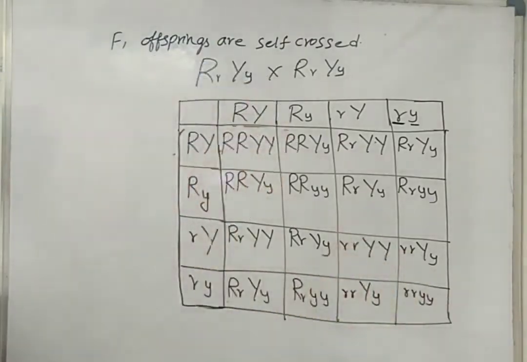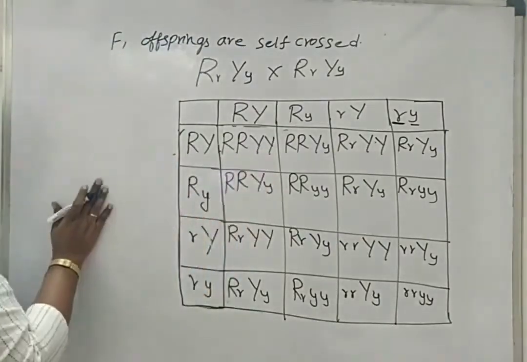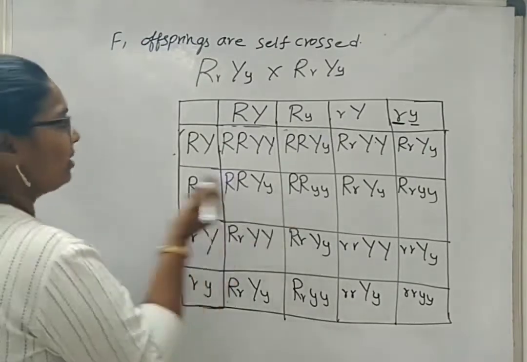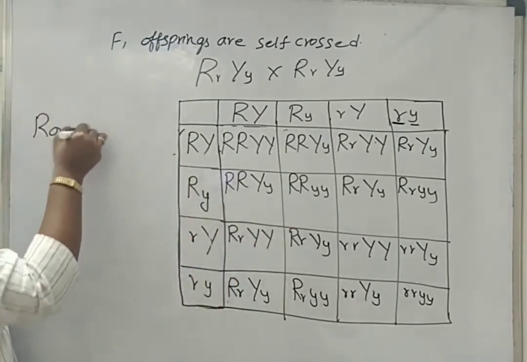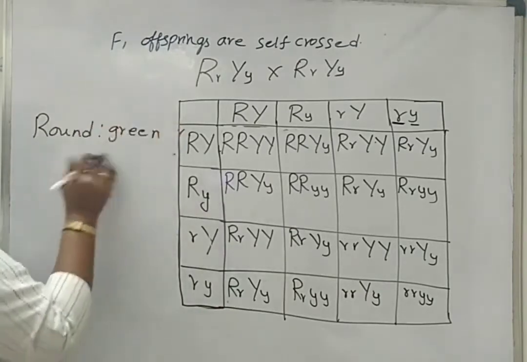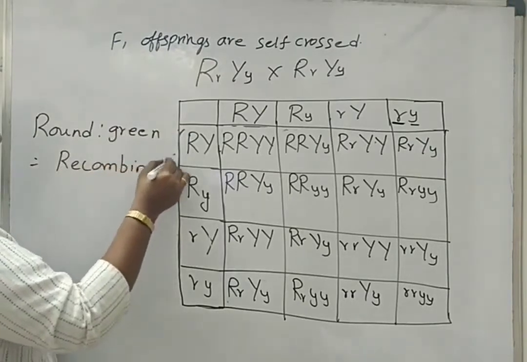Okay, now let's take round shaped with yellow color of the seed, 9 we have written here. So 9 are of parental phenotype. Then what about this? Round shape with green color of the seed. These are considered as the recombinants. Another one also.